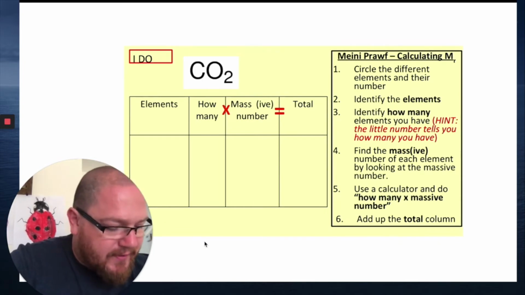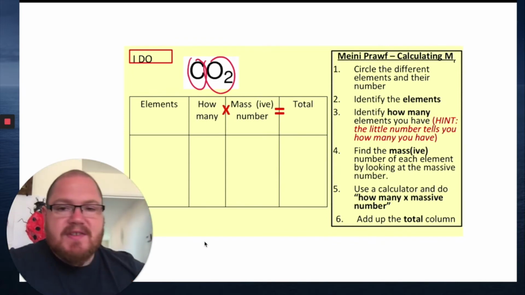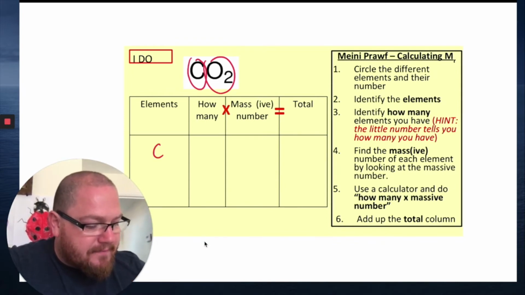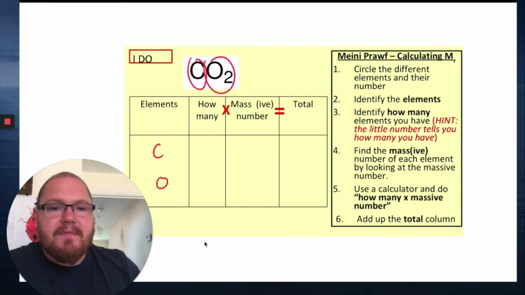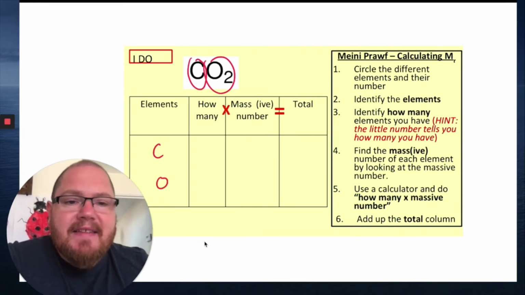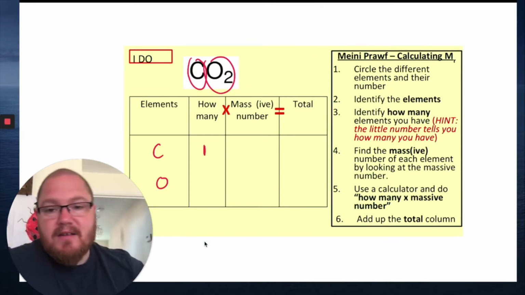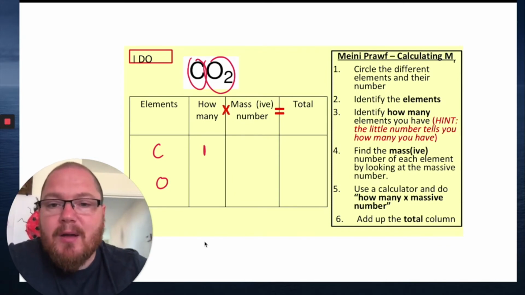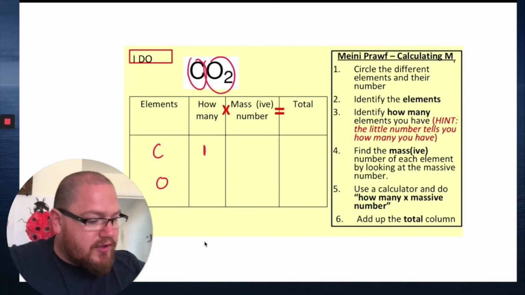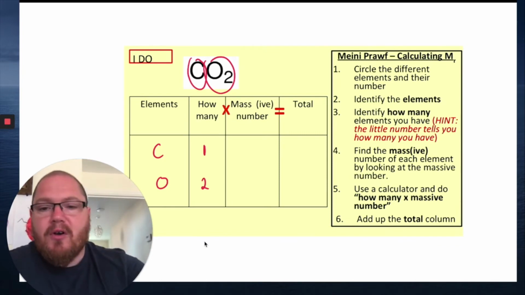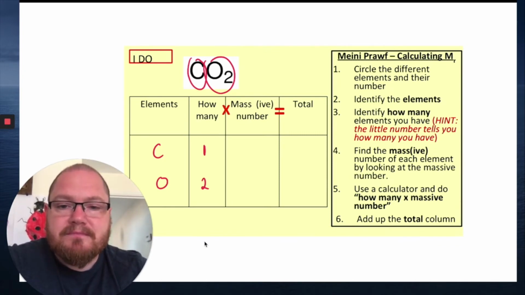So my step 1, I'm going to circle the different elements. So I've got C and I've got O2, and then identify these elements. So I'm going to go C and then O. Step 3, identify how many elements you have. Hint, the little number tells you how many you have. So I've got 1 carbon, because there's no number after carbon. And for oxygen, I've got 2 after the O, so I've got 2 oxygens.